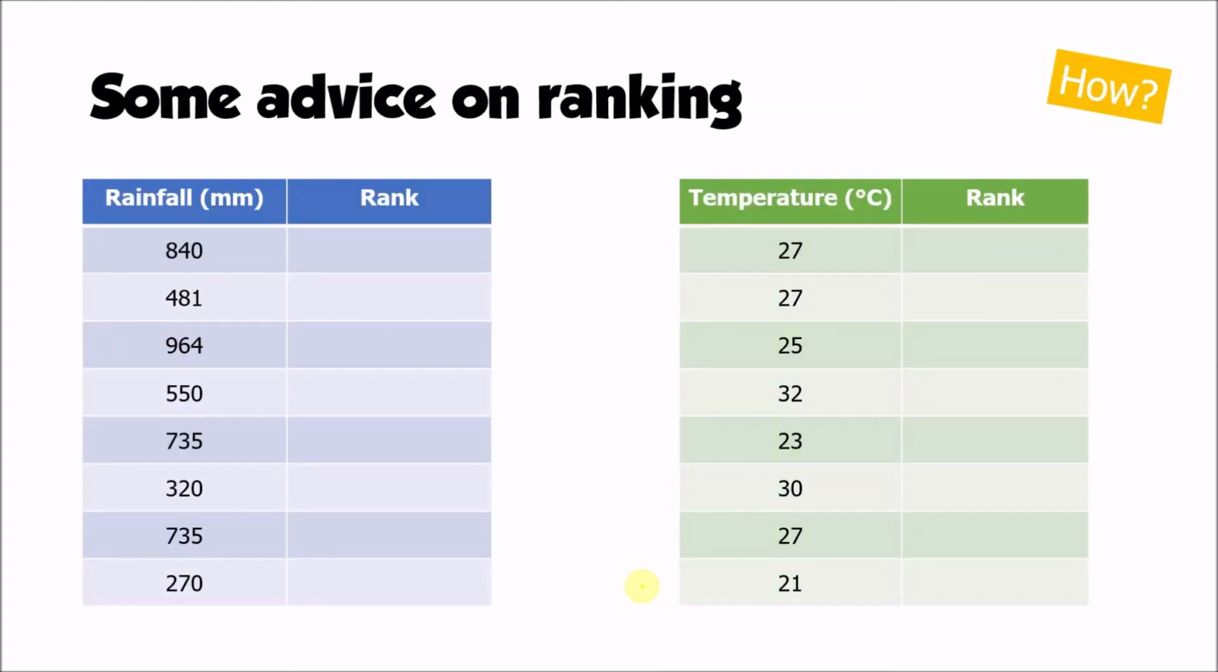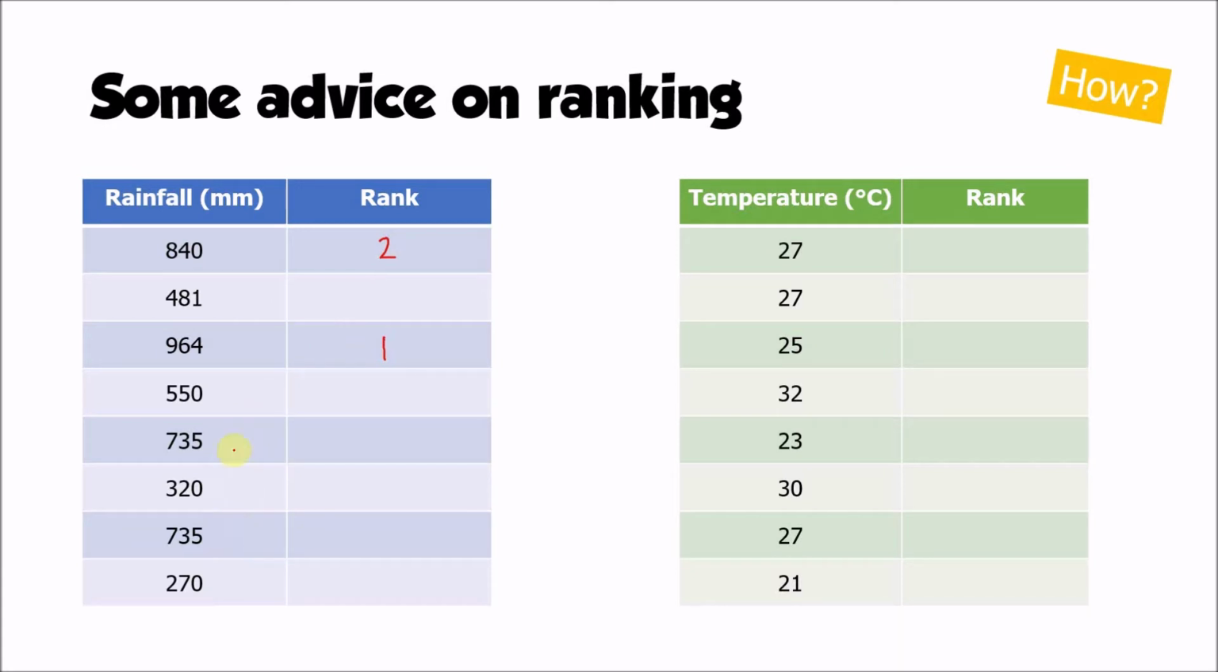Just want to give you a little bit of an example now of what I mean about those rankings. So as we said, we always rank from highest to lowest. So imagine here I've got some data for the rainfall, and I wanted to rank these observations from highest to lowest. Well, 964, that's going to be my highest, so that's going to get a rank of 1. My next highest, 840, that's going to get a rank of 2. My next highest is 735, and you'll notice I've got 2 of those.